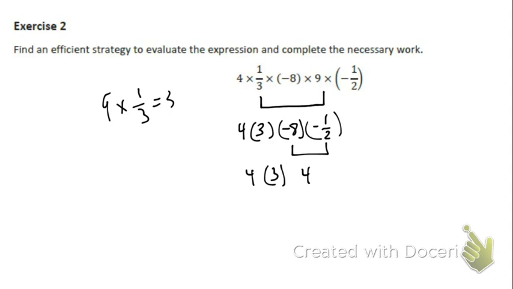Now I got 4 times 3 is 12, times 4, 48. So see how that was a lot easier, quicker, and we chose numbers where it's easy to multiply and not make mistakes. And if you want, let's go back real quick.